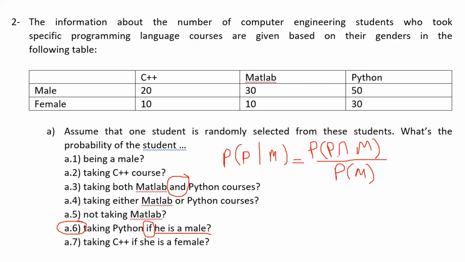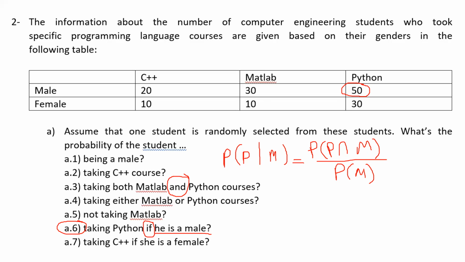You already know how to find each one of them. Like the probability of taking Python and being a male is 50 over 150, right? And what's the probability of being male? We already calculated 100 over 150.